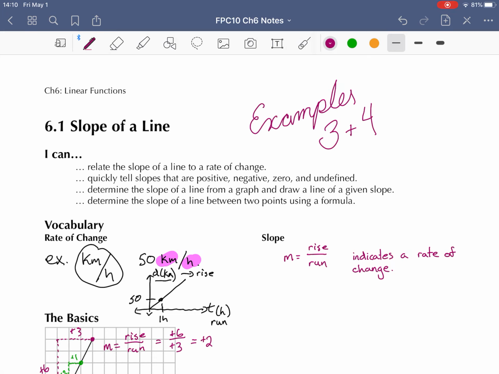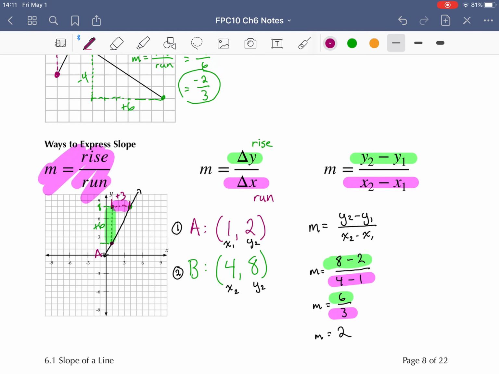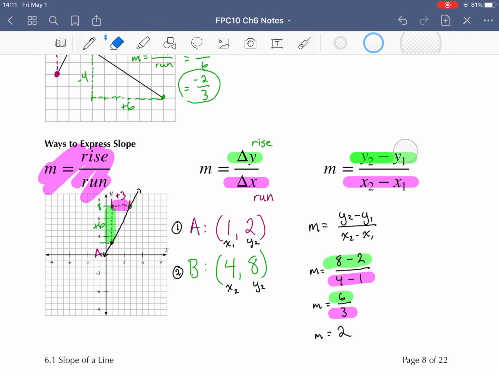Once you're done these videos, you should be able to relate the slope of a line to a rate of change, quickly tell slopes that are positive, negative, 0, and undefined, determine the slope of a line from a graph and draw a line of a given slope, determine the slope of a line between 2 points using the formula. Alright, that's what we're going to do first.